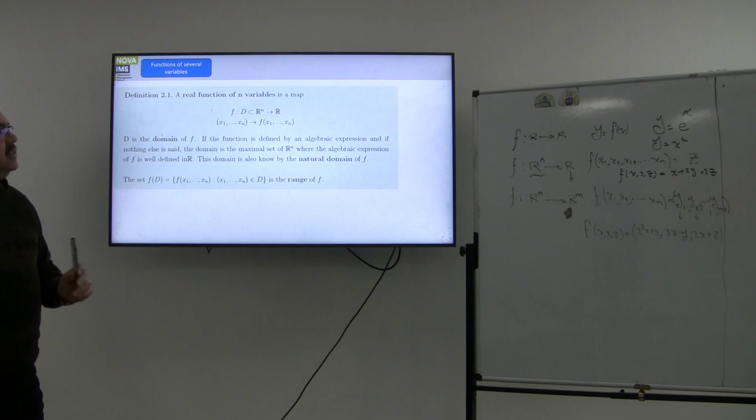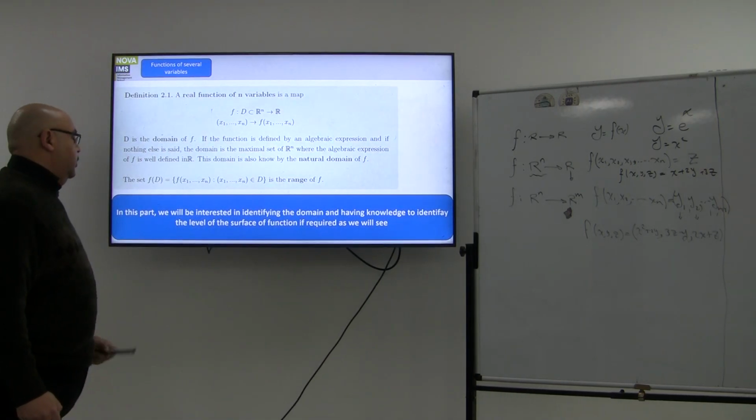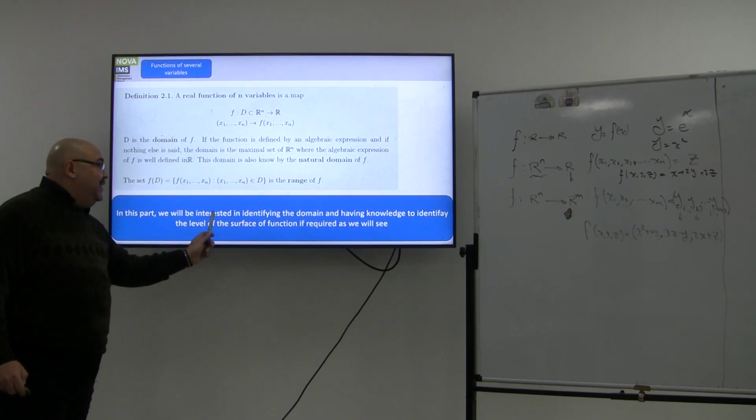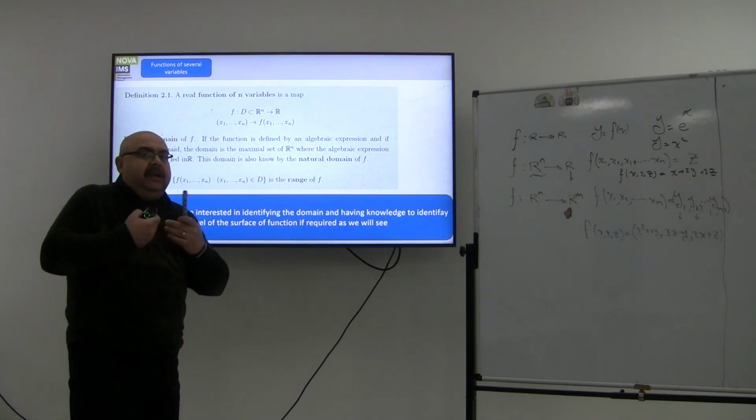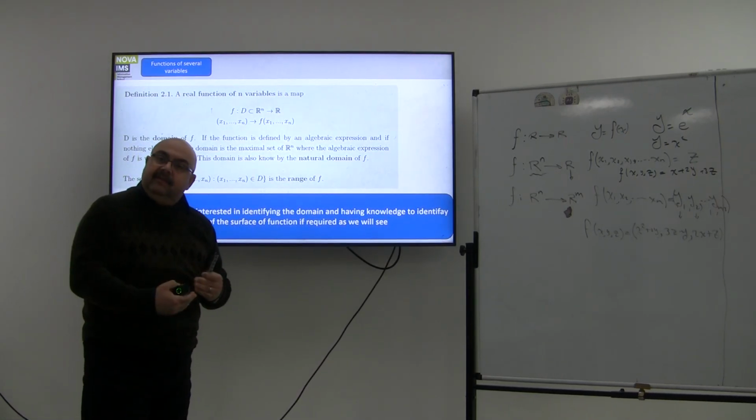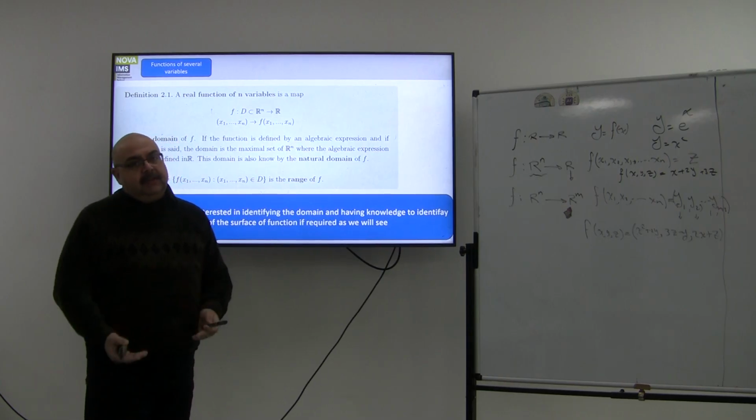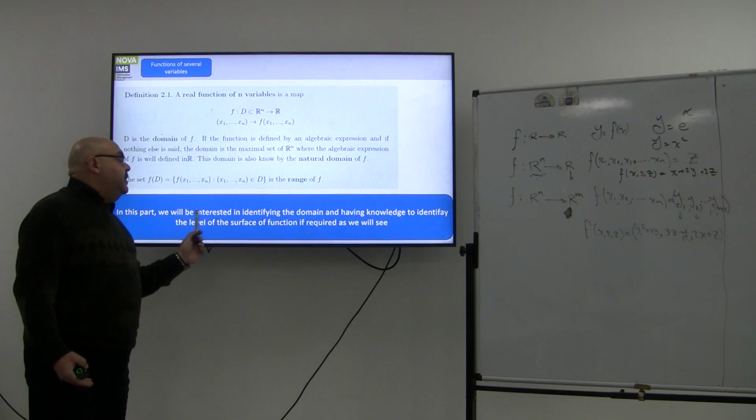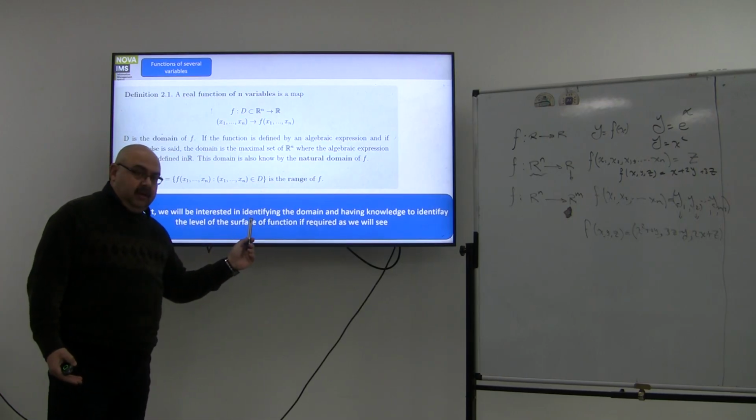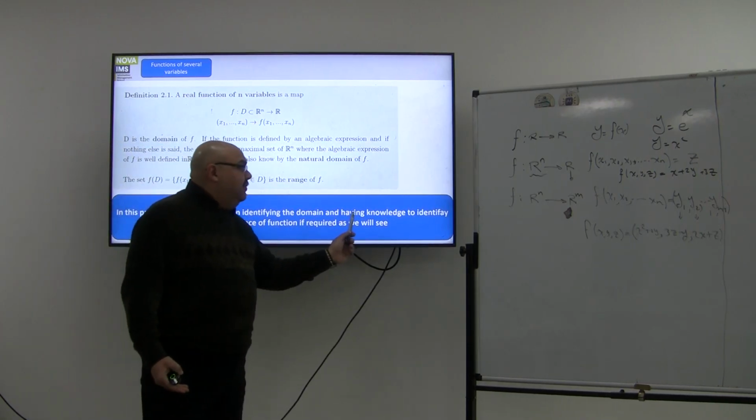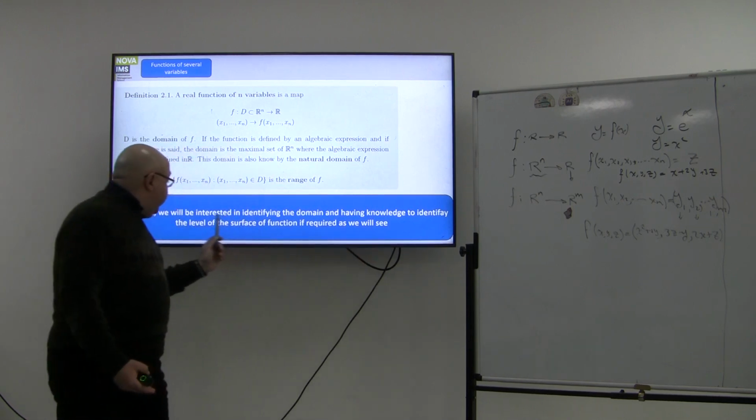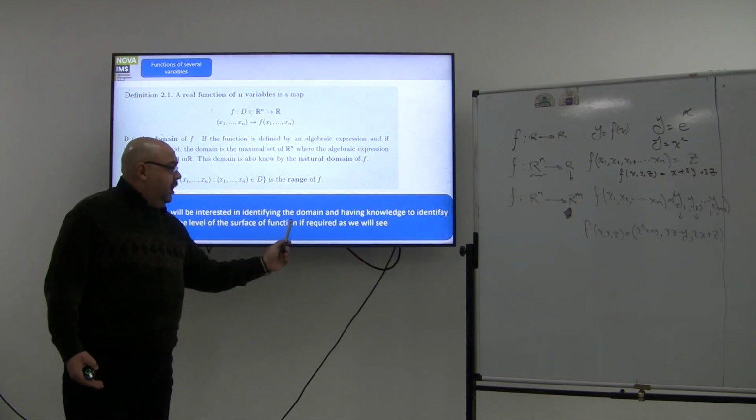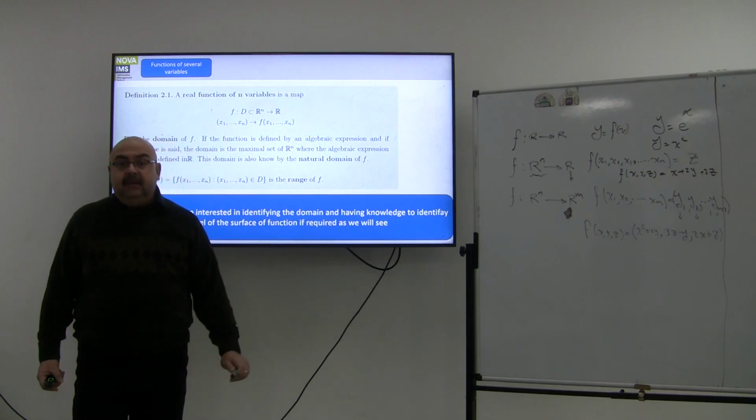I think that's really fair enough for functions. In this part, we will be interested in identifying the domain and having knowledge to identify the level of service of a function, if required, as you will see.